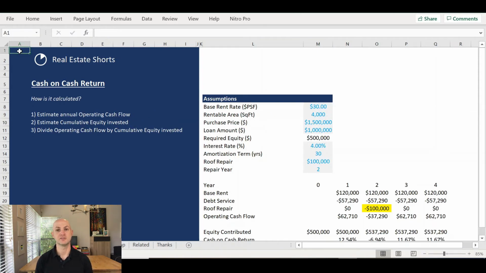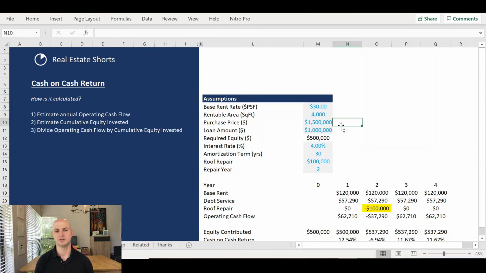So let's dive into how it's calculated. In this example, I think it's probably best if we start off summarizing some of the assumptions. So we have base rent of $30 per square foot per year on a 4,000 square foot space. Just to keep things easy, let's assume that there's no vacancy and it's a triple net lease, so there's no operating expense obligation for the owner. With that said, you can expect to collect $120,000 annually in income. So that would be the $30 times the 4,000 square feet.